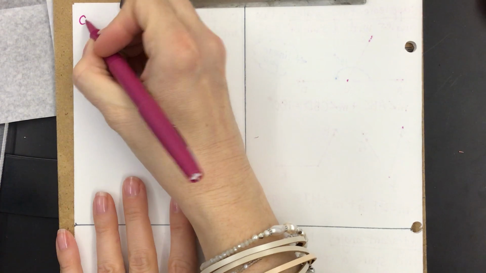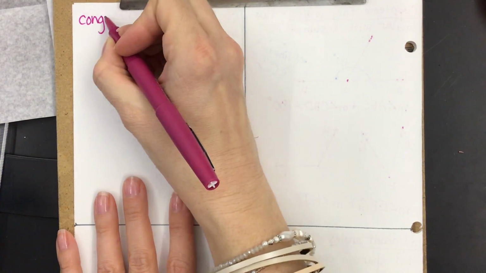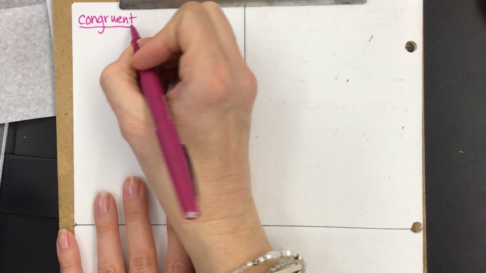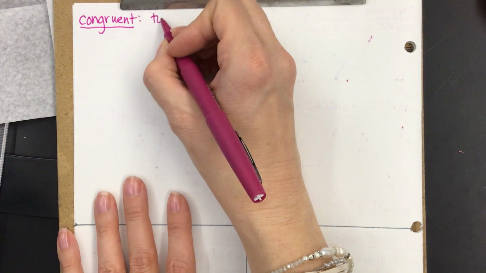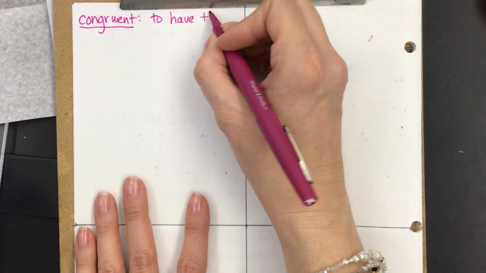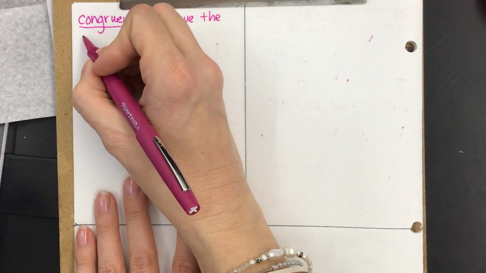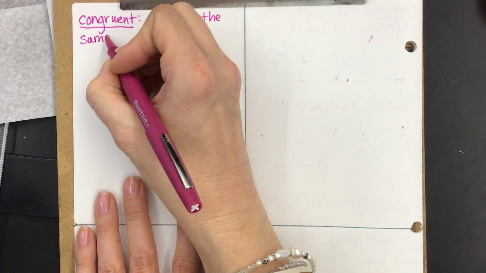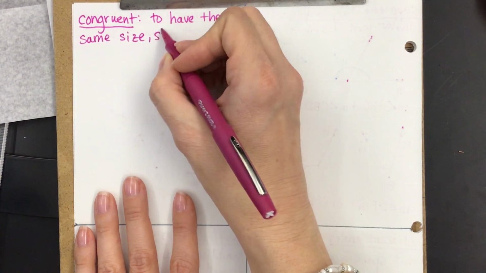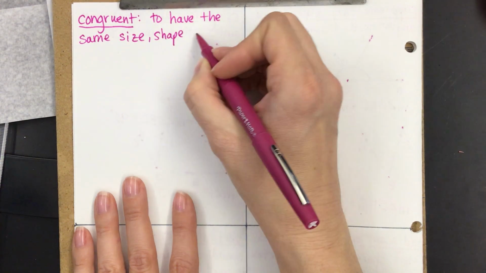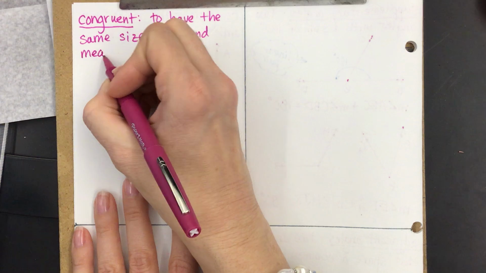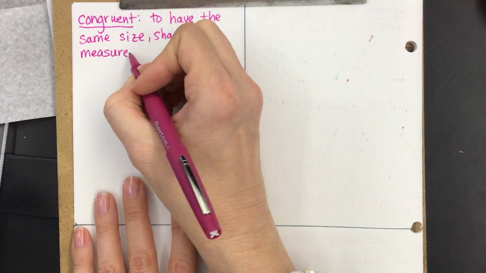I just wanna make sure we have a solid definition for congruent before we start our IXL. Okay, so what congruent means is it means to have the same size, shape, and measure. Okay.